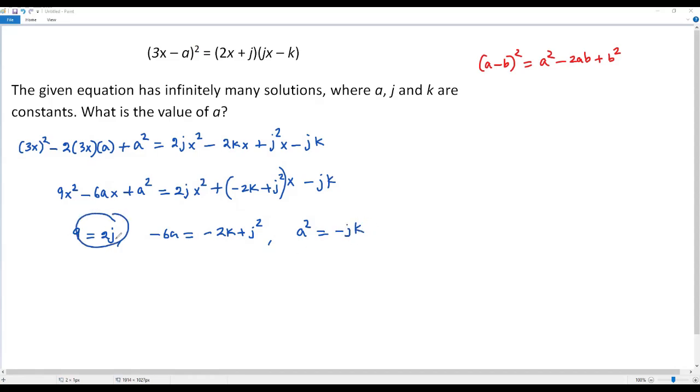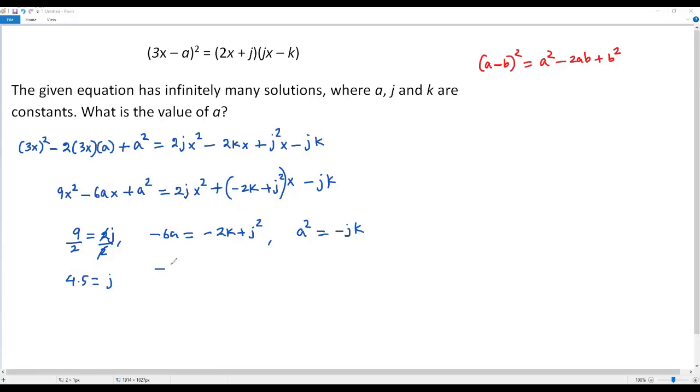Now let's solve for j in this equation. For that we divide both sides by 2. When I do so, the 2 cancels out. 9 divided by 2 is 4.5. On the right side we have j. Here I got the value of j. Now we can plug in this value 4.5 for j over here and here.